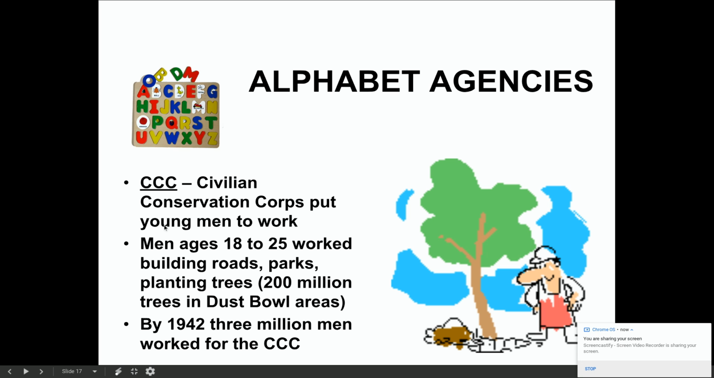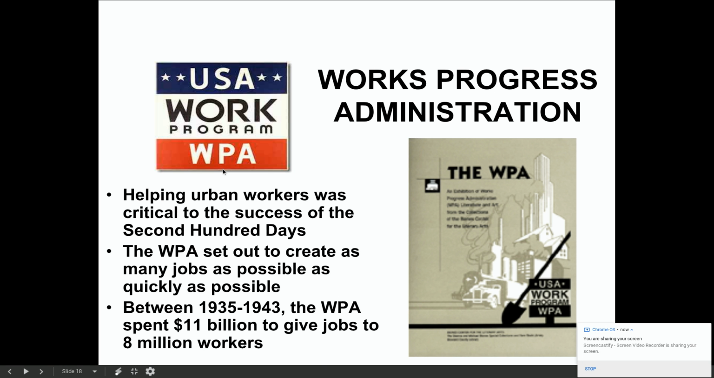Another part of the alphabet agencies was the CCC. This was to take young men from 18 to 25 and put them to work building parks and roads and planting trees to stop soil erosion. They weren't paid much, but they were given room and board, and then money that they made was sent back to their families. There's also the WPA, the Works Progress Administration.